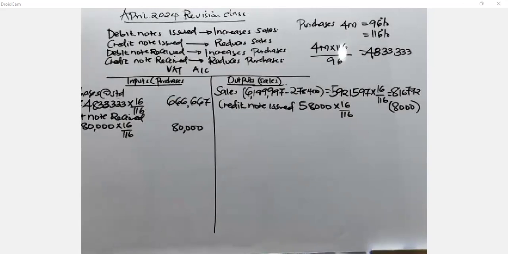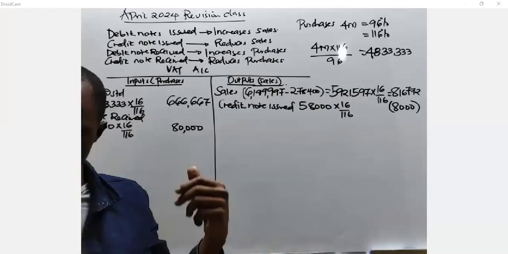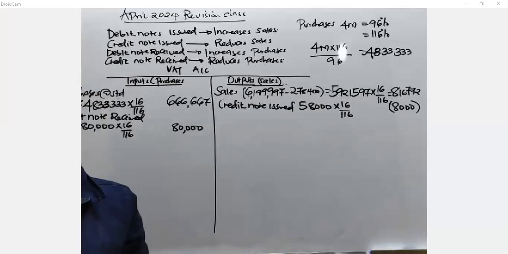So how much is that? How are you going to be treating it? Now, for those people who normally file their VATs, we have been told that the accountant was just able to establish an invoice of 480 from a foreign supplier who was supplying the goods.